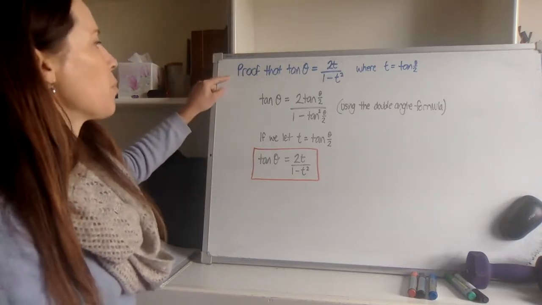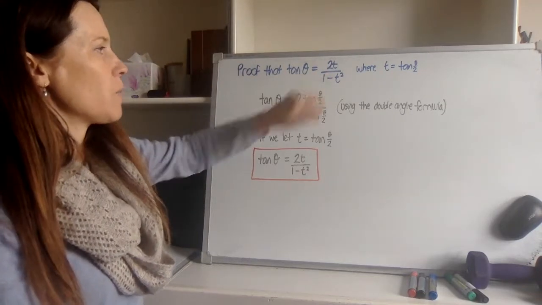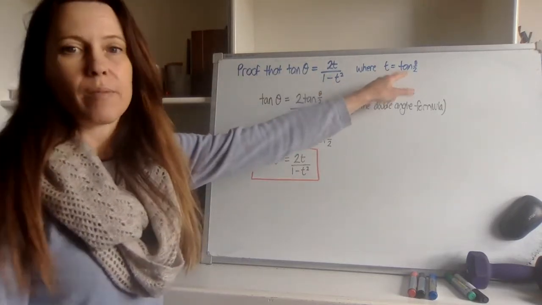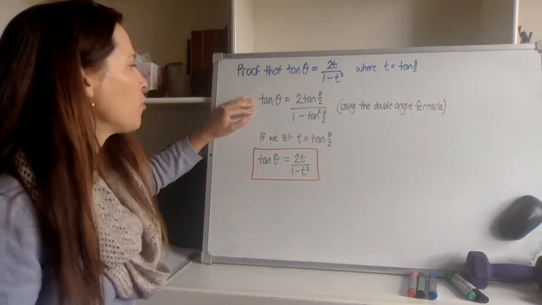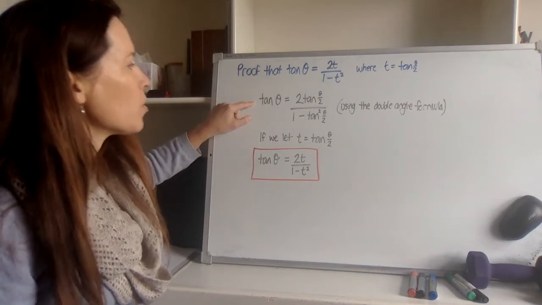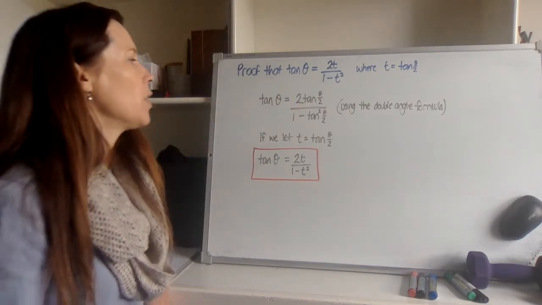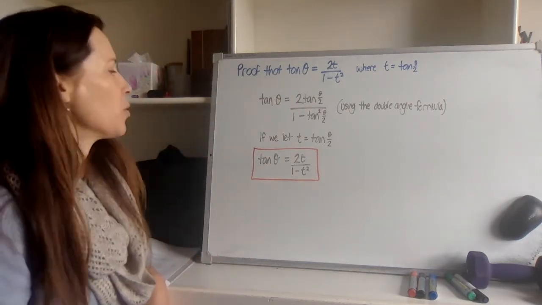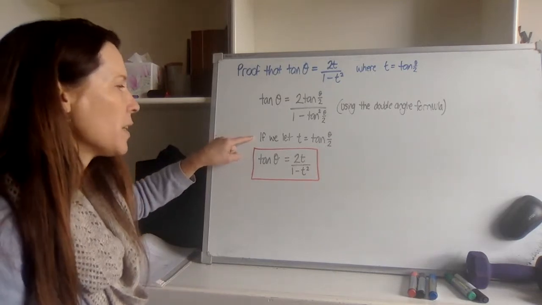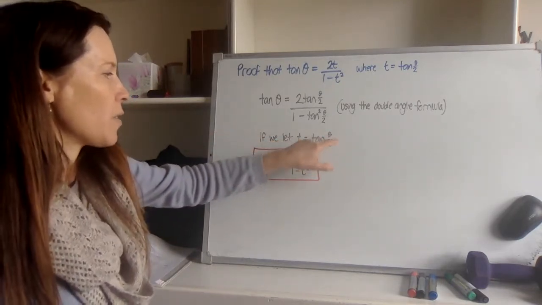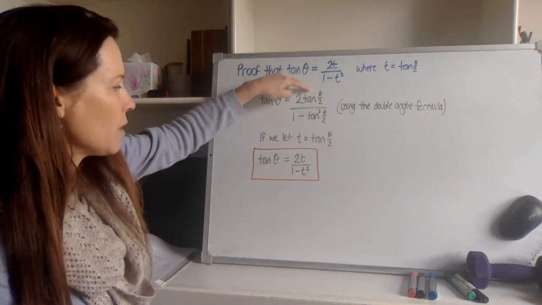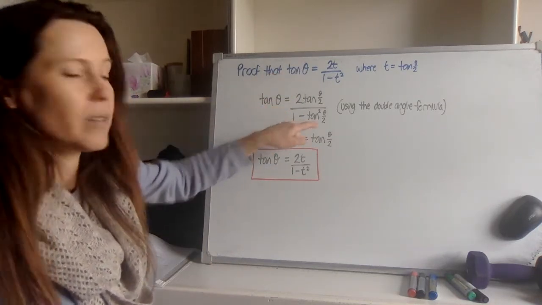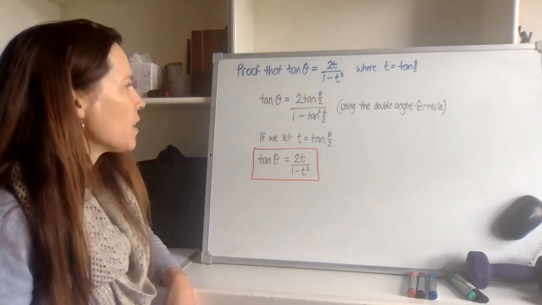Let's look at the proof that the tan of theta equals this, where T equals that. All right, well, let's start by just writing out what we know from that double angle formula, that the tan of theta equals 2 tan theta on 2 over 1 minus tan squared theta on 2. And then we just make the substitution. Let's let T equal tan of theta on 2, and we get that tan of theta must be 2t over 1 minus t squared. So that one's really nice and straightforward.